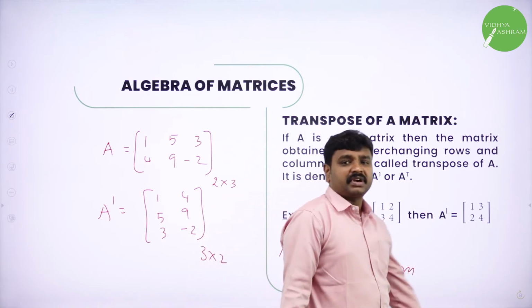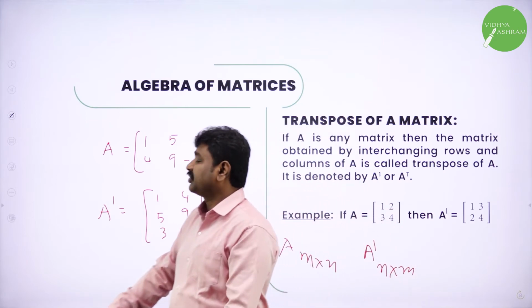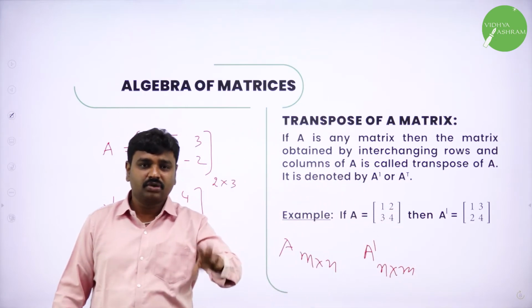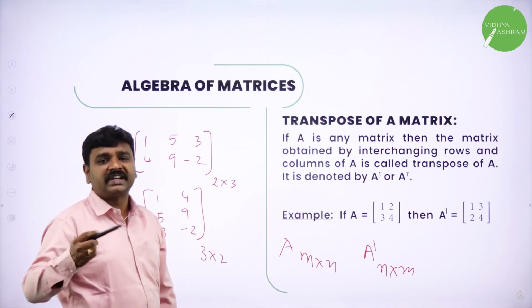Remember this. What is meant by transpose? Transpose of a matrix is obtained by interchanging rows and columns. Change the rows to columns. You will get a new matrix, that is the transpose. Transpose is symbolized as A dash or A power T.